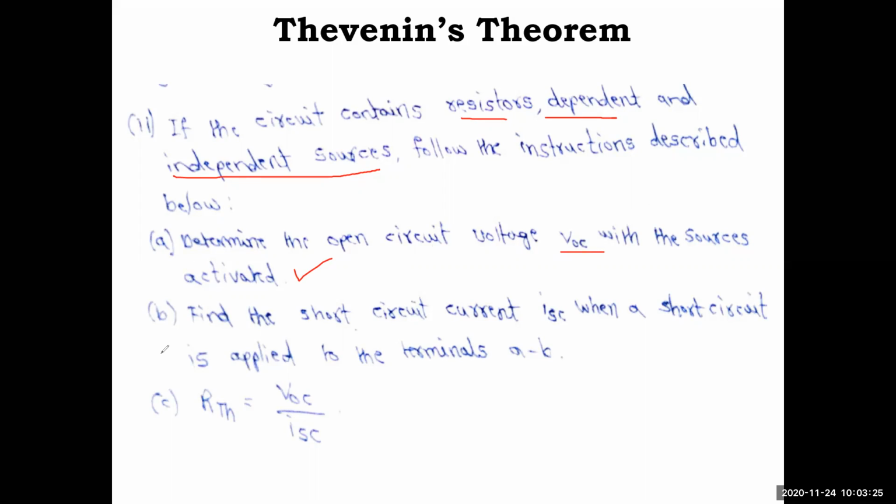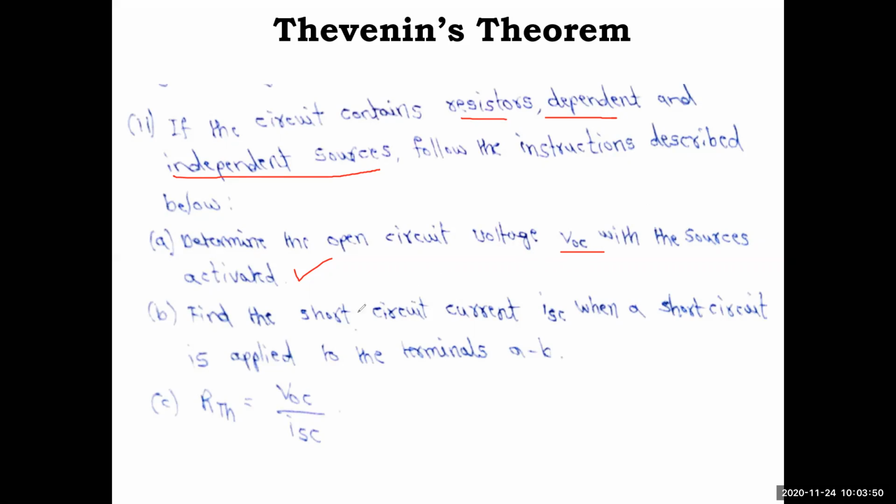The second step is the new thing. You short circuit the terminals AB and find the short circuit current ISC. Previously, when you deactivated the independent sources, only resistors were left. Now when you deactivate, a dependent source will be present, so we will not follow that method.